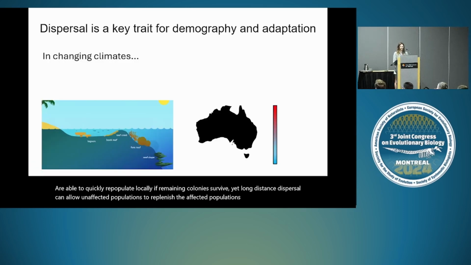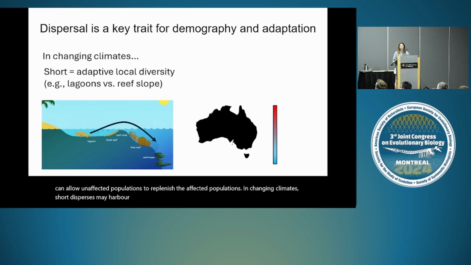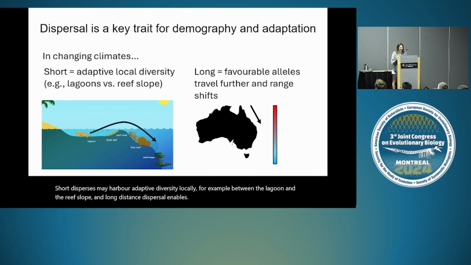In changing climates, short dispersers may harbour adaptive diversity locally, for example, between the lagoon and the reef slope. And long distance dispersal enables favourable alleles to travel further or populations to shift their ranges.